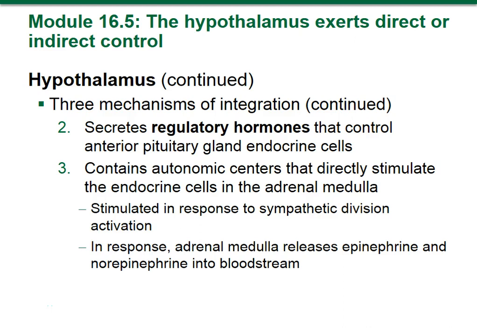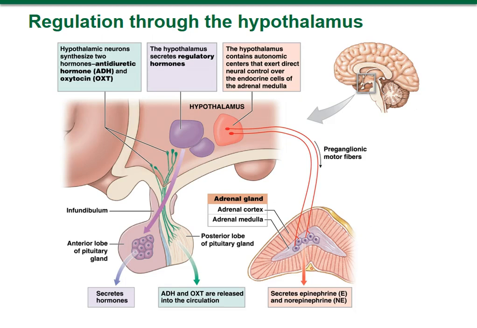So it's stimulated in response to sympathetic division activation, and in response, the adrenal medulla releases epinephrine and norepinephrine into the bloodstream. This third part is happening at the adrenal gland. But the autonomic centers of the hypothalamus are what stimulate the endocrine cells in the adrenal medulla of the adrenal gland to do this. So, as this picture shows, there's three mechanisms by which the hypothalamus has this endocrine regulation.